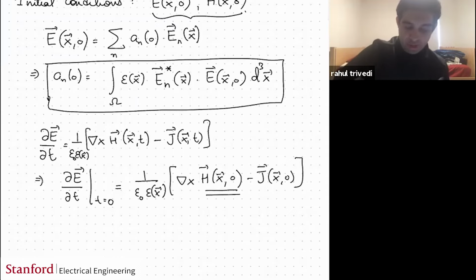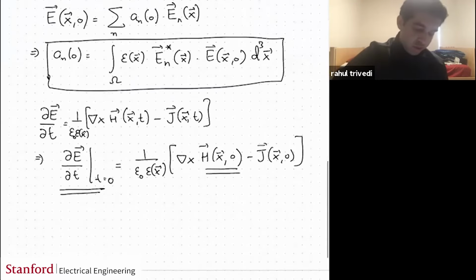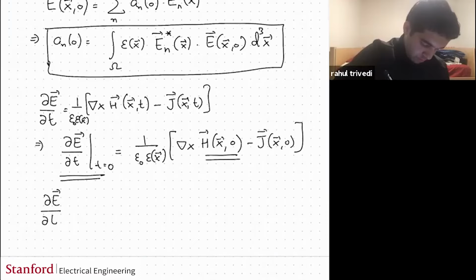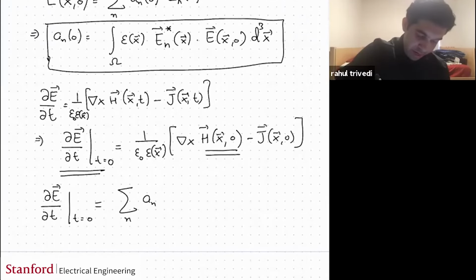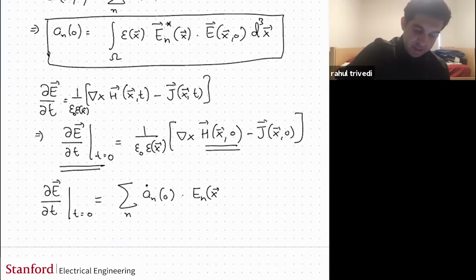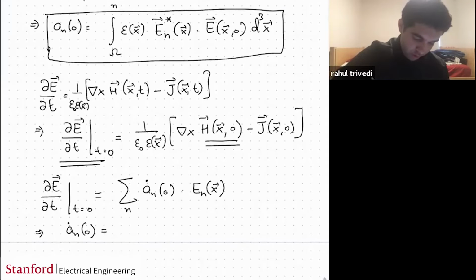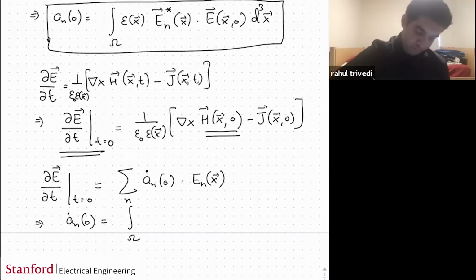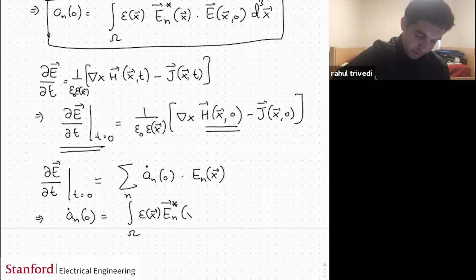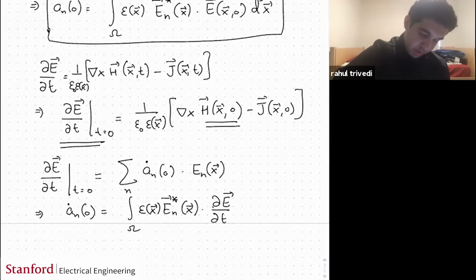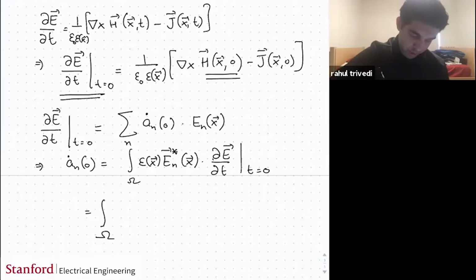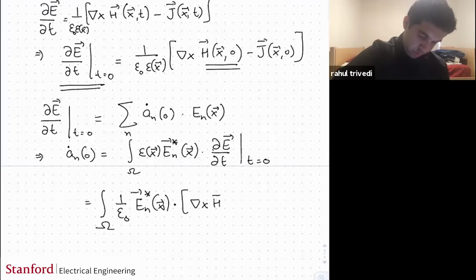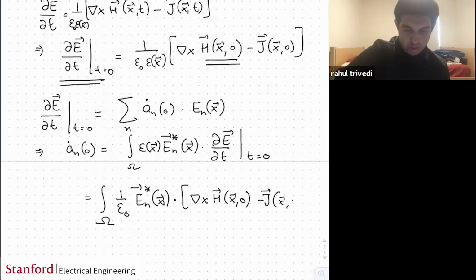So if you know the magnetic field at t equal to 0, you can compute the derivative of the electric field at t equal to 0. If you know the derivative of electric field at t equal to 0, you can again use the expansion for the electric field and write this as sum over n of the derivative of an times en of x. And from here, you can immediately conclude that an dot of 0 is an integral over omega of epsilon of x en star of x dot del e by del t evaluated at t equal to 0, right? Which is nothing but 1 by epsilon naught times the integral over x at t equal to 0, d3x, right?